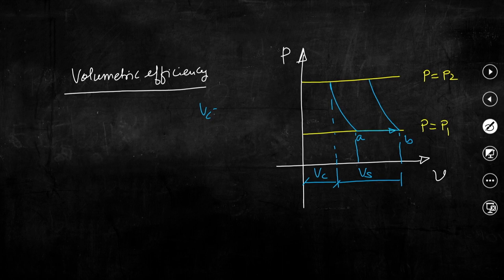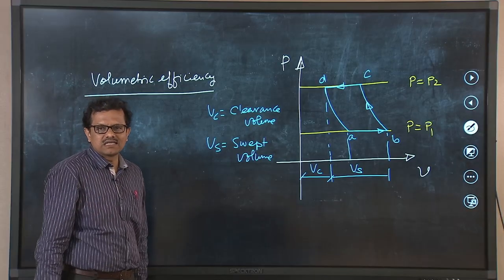So, V C is the clearance volume and V S is the swept volume. Consider this a reciprocating compressor. Now, A to B is the suction stroke, and then B to C is the compression process, following a reversible adiabatic compression. Then C to D is the process of discharging high pressure working fluid to the combustion chamber.